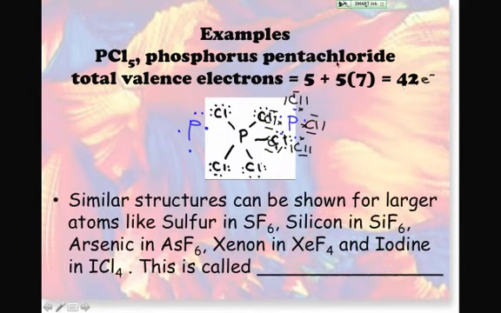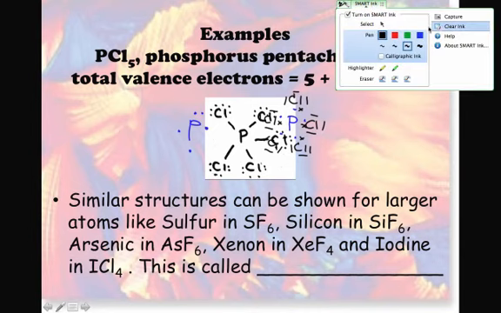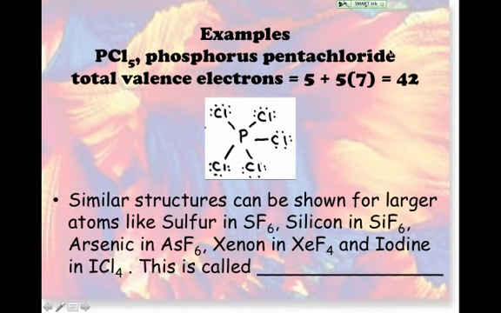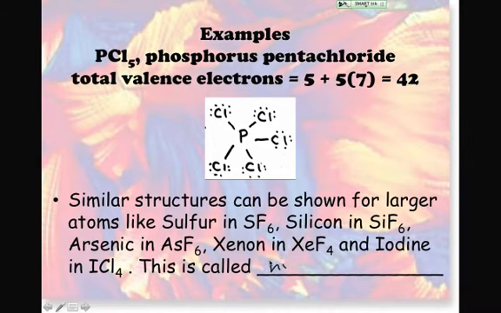And here's a list of some other similar structures for sulfur hexafluoride, silicon hexafluoride, arsenic, xenon, iodine. These are called hypervalent because they have more than what the octet allows for.